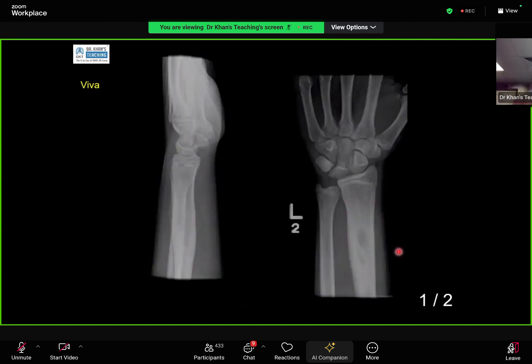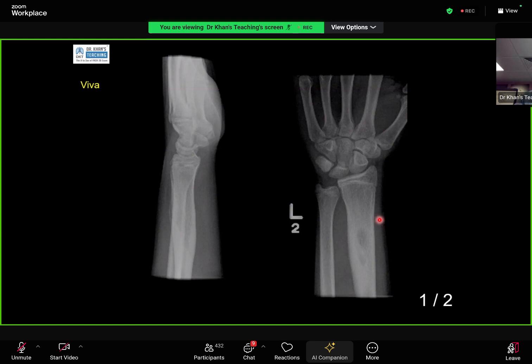But in our case, look at the zone of transition. There is something abnormal here, but all of this looks abnormal. So you're not very sure where is the normal and where it becomes abnormal. And the candidate did very well.